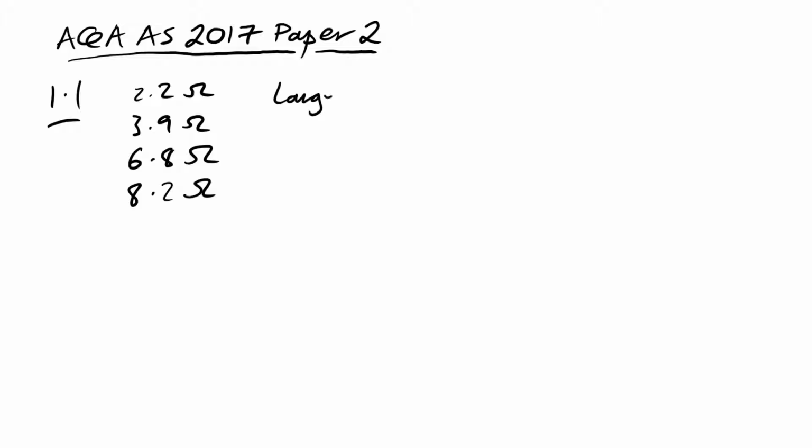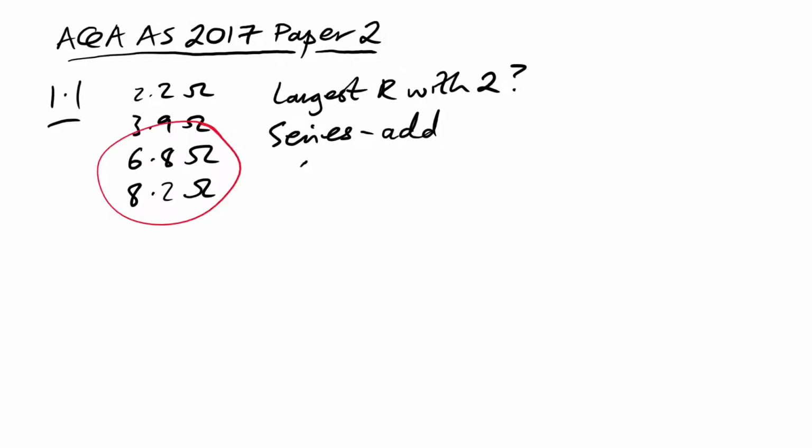So first of all, we have these four resistors: 2.2 ohms, 3.9, 6.8 and 8.2. We're looking for the largest resistance with two resistors. Well, of course, we're going to have them in series and we're going to add them. So we use the bottom two, 6.8 plus 8.2 gives you 15 ohms. Next, what about the smallest with two?